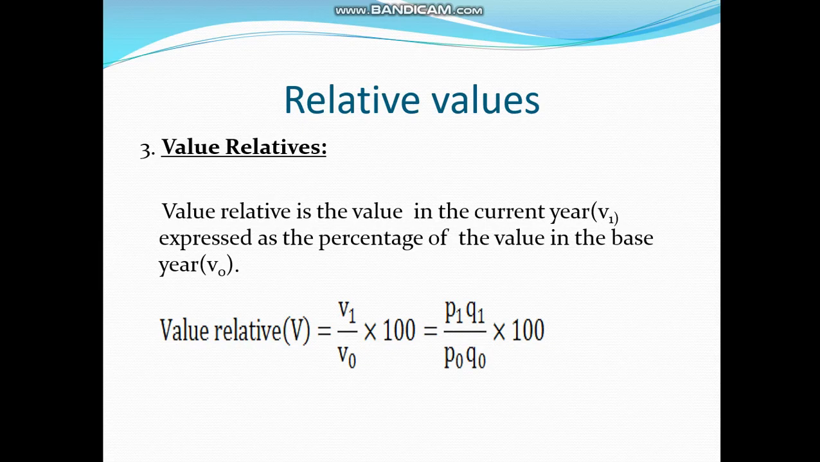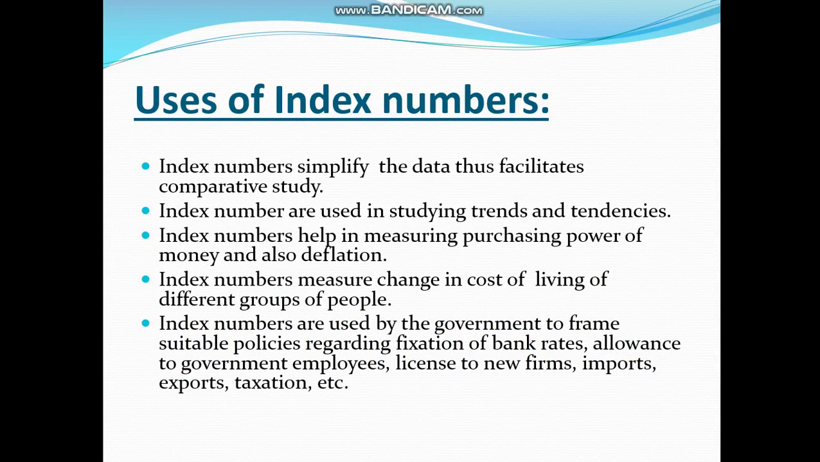Then thirdly, we have value relative. Actually, value is nothing but the product of price and quantity. So therefore, value relative is value in the current year expressed as percentage of the value in the base year. The formula is V1 by V0 into 100. I told you the value is actually the product of price and quantity. Therefore, V1 can be replaced as P1 into Q1, and V0 can be replaced as P0 into Q0. So this is the formula of value relative. These are the three relative values.